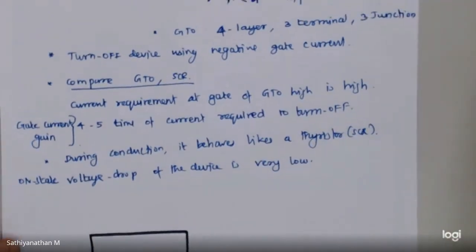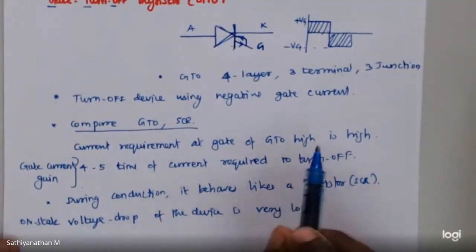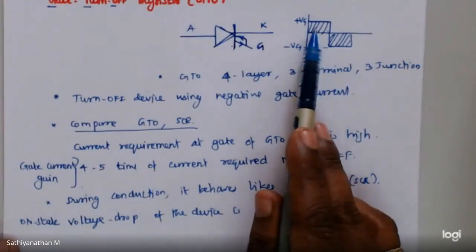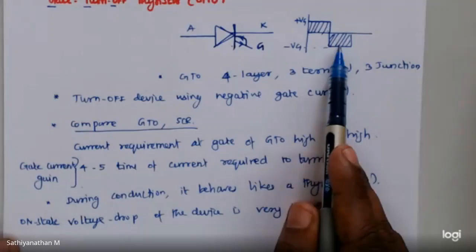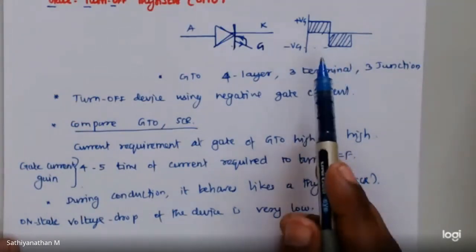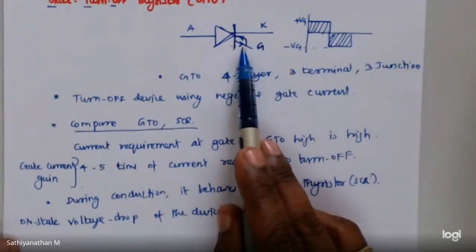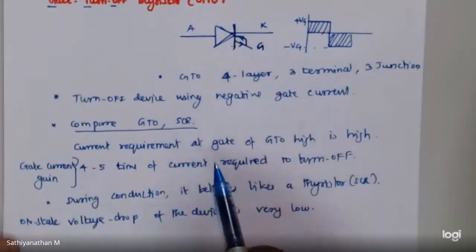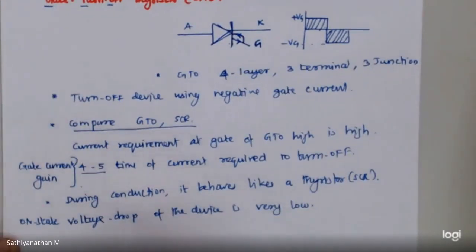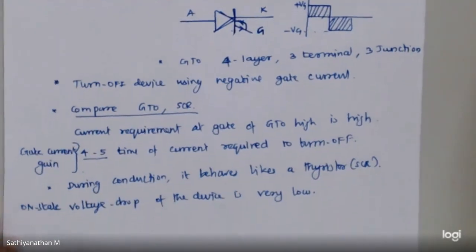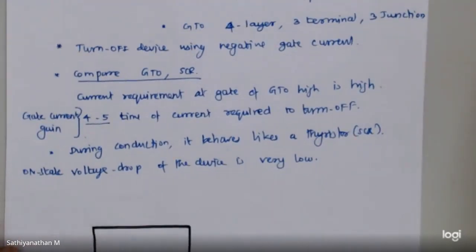Okay. So the only thing is we are triggering using a positive gate pulse, and we are turning off the device using a negative gate pulse. So the gate current requirement of this GTO is high compared with the SCR. Normally it is 4 to 5 times the actual gate current. Otherwise the device will act similar to an SCR.